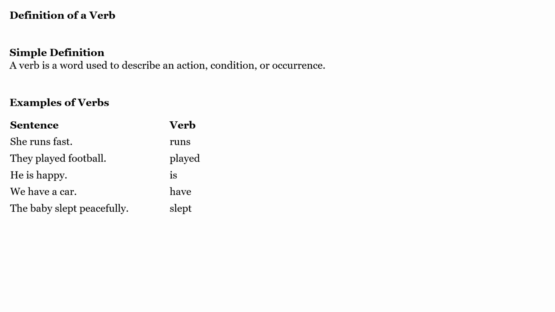Okay, we have a car. Here have is a verb because it tells us about possession or states. So here have is a verb. The baby slept peacefully. Here slept is a verb. It tells us about action.